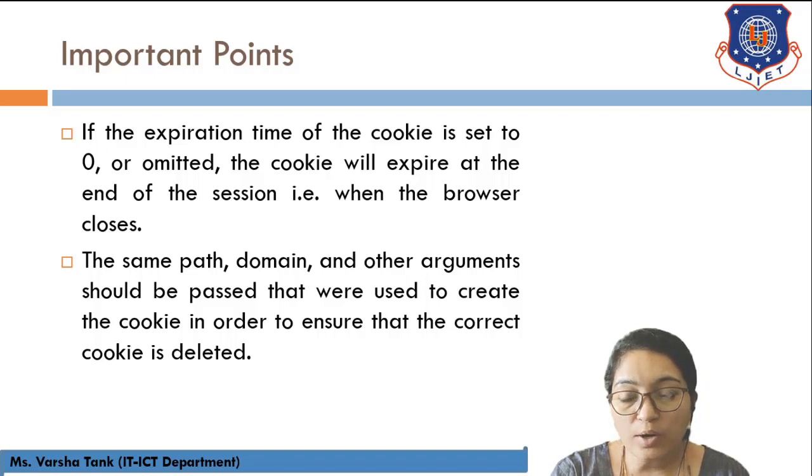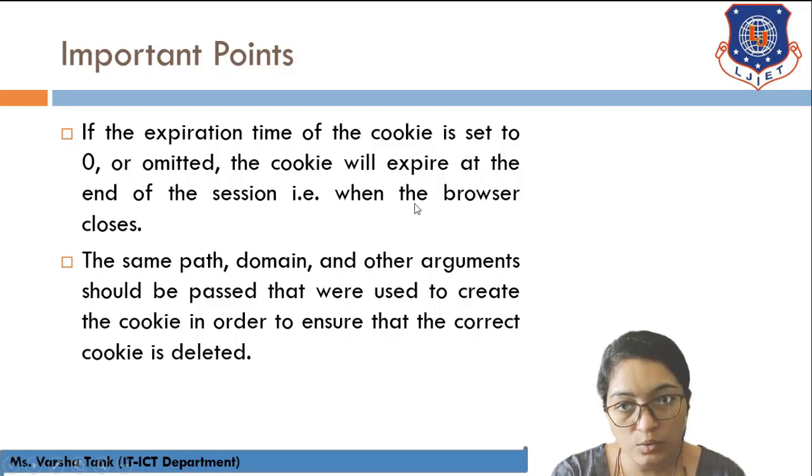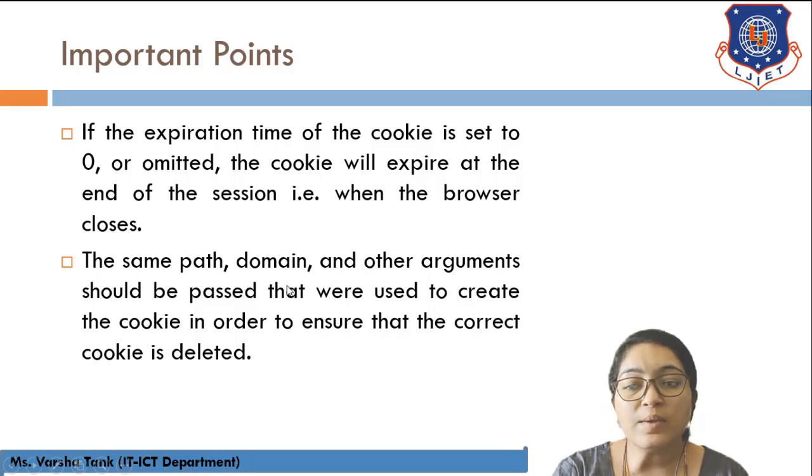Now, which are the important points? If the expiration time of the cookie is set to 0 or omitted, the cookie will expire at the end of the session, for example, when the browser closes. Now, the same path, domain, and other arguments should be passed that were used to create the cookie in order to ensure that the correct cookie is deleted.